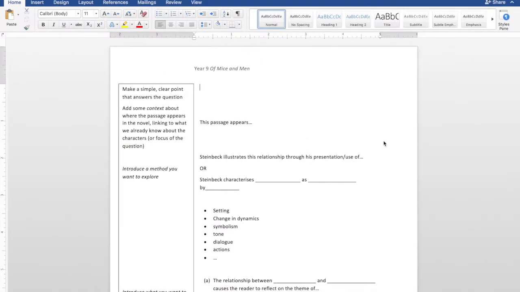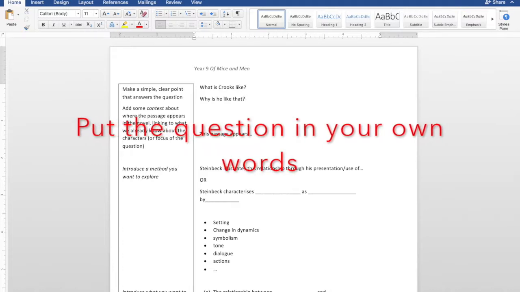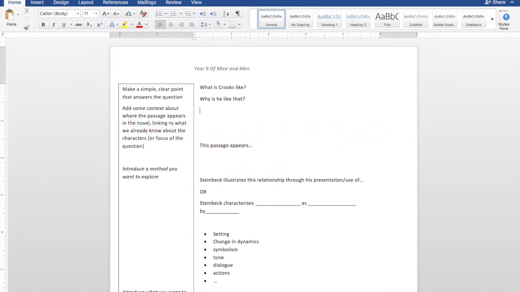In order to write a thesis statement, we need to make a simple and clear point that answers the question. So what is the question really asking us? What is Crooks like, and why is he like that? That's really what that question is asking you. What's Crooks like? What's his personality like? And why is he like that? How have other characters treated him? So, what can we say?